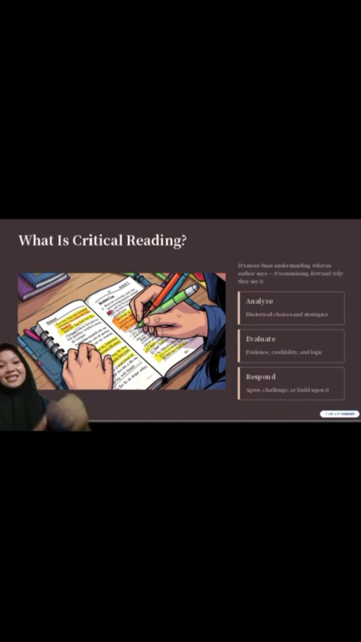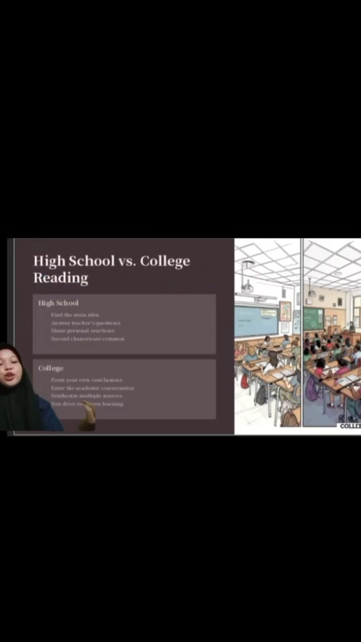The first, analyze. We analyze the author's strategies and writing techniques. And the second, evaluate. We evaluate the quality of the evidence, credibility, and logic used in the text. And the last, respond. We respond by agreeing, disagreeing, questioning, or building upon others' ideas. In short, critical reading encourages us to think actively instead of accepting information without question.